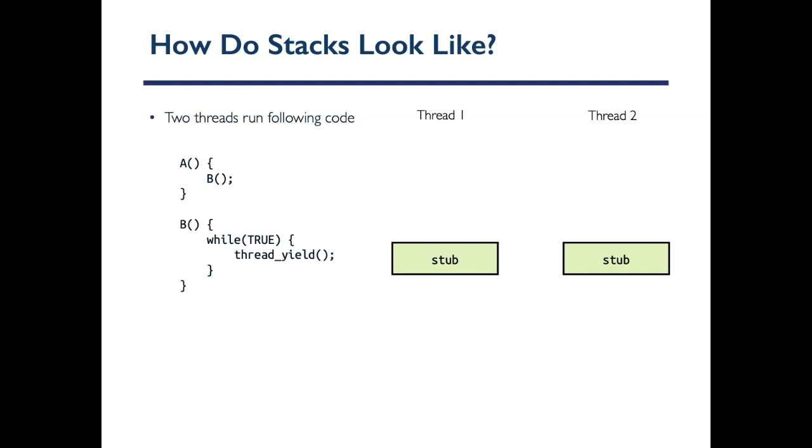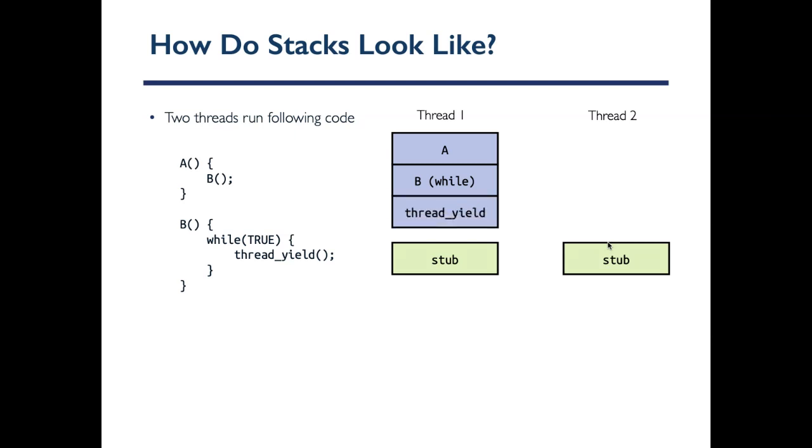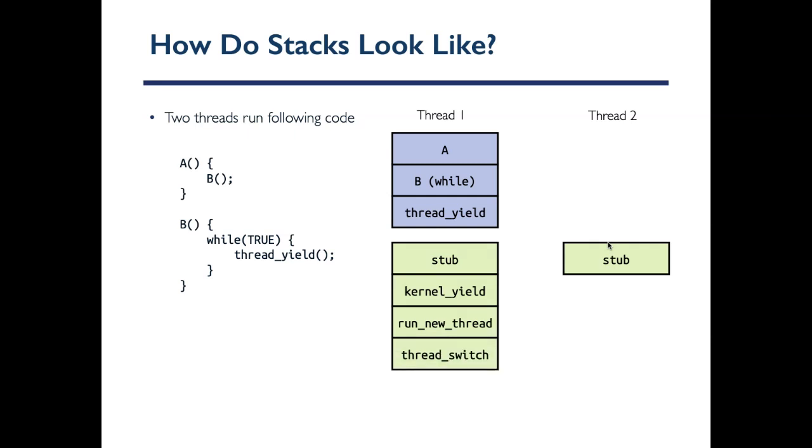Now let's say we start with thread A. So thread A runs A. So this is the stack of thread A. We put A. Then A is going to call B. So we put the frame for B. Then B is going to call thread yield. And then thread yield is going to call into kernel. So we're going to put the kernel yield here. Then kernel yield is going to call run new thread. And run new thread is going to call thread switch. At this point, we're going to switch to thread 2.